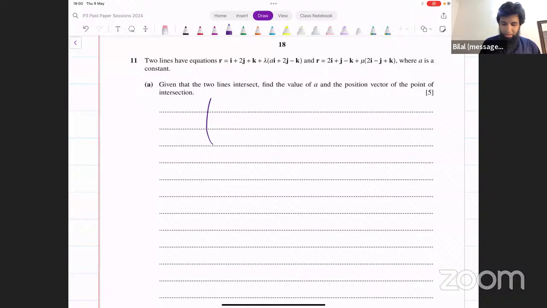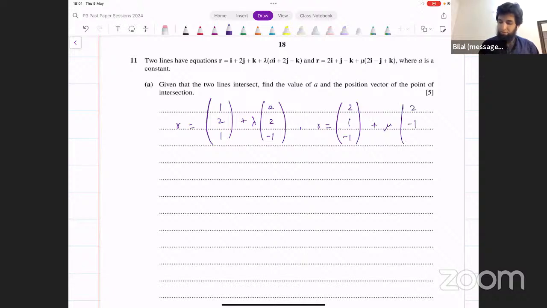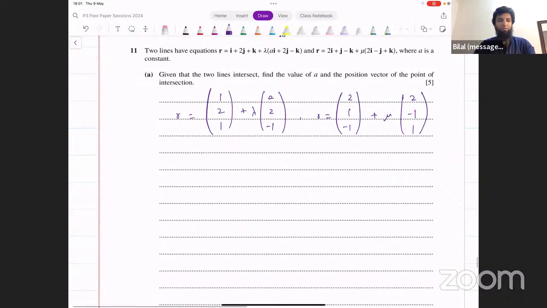The first equation is R equals (1, 2, 1) plus lambda into (A, 2, minus 1). That's the first equation. And then the second equation is (2, 1, minus 1) plus mu into (2, minus 1, 1). You have to equate them, right? Because you're looking for the point of intersection. Just equate these 2 equations. How do you do that?